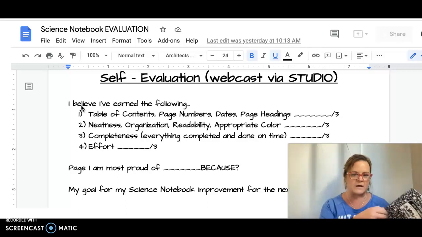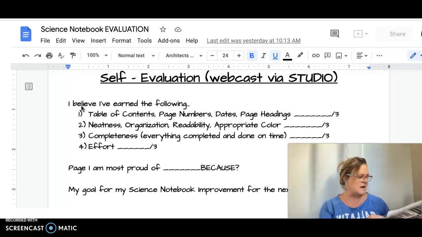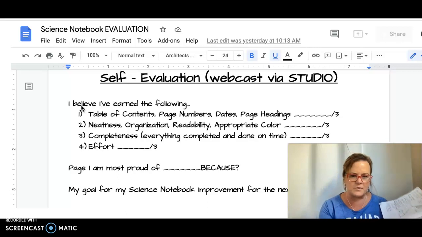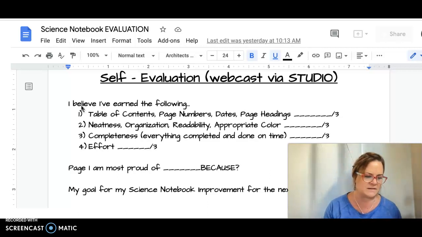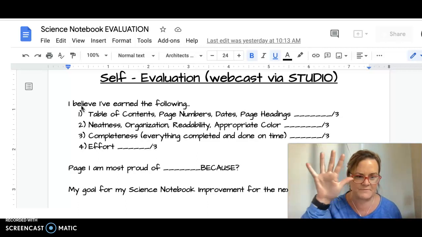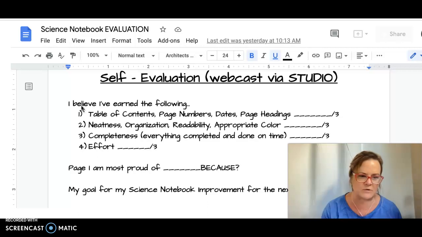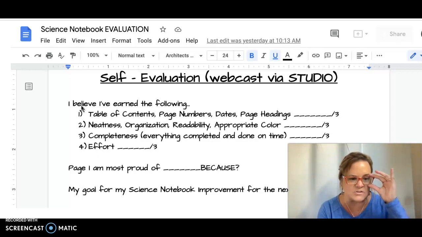The page I'm most proud of is the page where I sketched this leaf because I actually like how this sketch turned out. But my goal for my science notebook for the next 5 entries, we're going to be looking at your science notebook for every 5 entries, is going to be to slow down a little bit when I'm writing so that I can better read my work and my notes so that it's easier to find things when I look back. All right? That I just did for you guys is an example of a webcast.